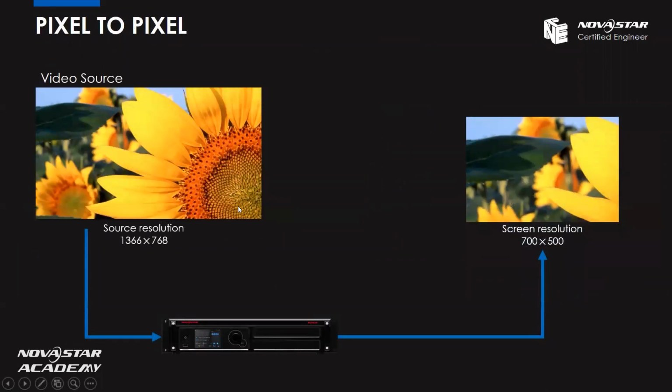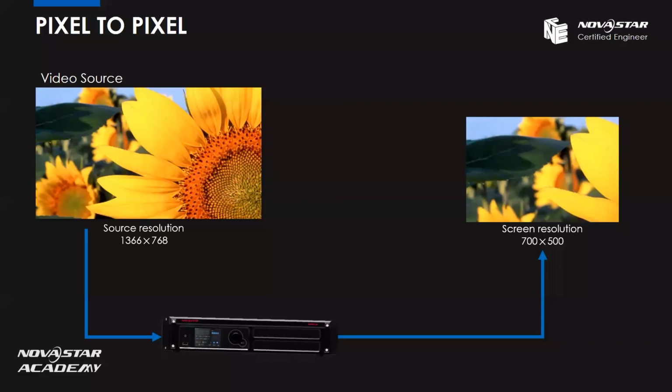Here we can see the video source resolution is 1366 by 768, and the screen resolution is 700 by 500. So the video source resolution is bigger than the screen resolution, and the screen can only show part of the image. But if we want to display the entire image on the screen, what can we do?